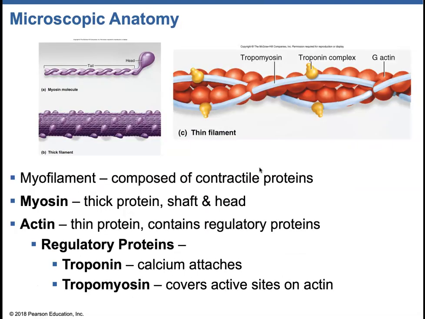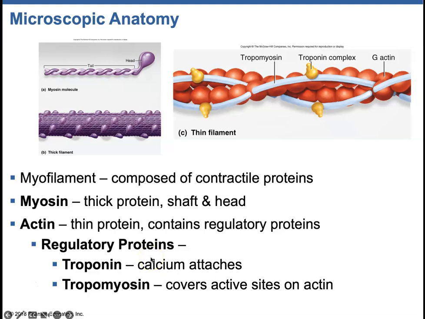When we zoom in on the actual proteins, this is your myosin, this is your actin. The myosin is the thick protein with a tail and a little head. The myosin head has to connect to the orange actin, but right now there's no way for them to connect because there's a bar in the way. This bar is a regulatory protein, and so is this little yellow stuff. The yellow stuff is called troponin, and the bar is called tropomyosin. These are called the regulatory proteins.